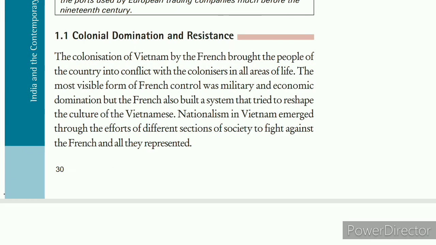Even the nationalism in Vietnam grew through the efforts of different sections of society to fight against the French and all they represented. Right? So how the Vietnamese people, what incidents happened, and how they developed nationalism and struggled for independence.